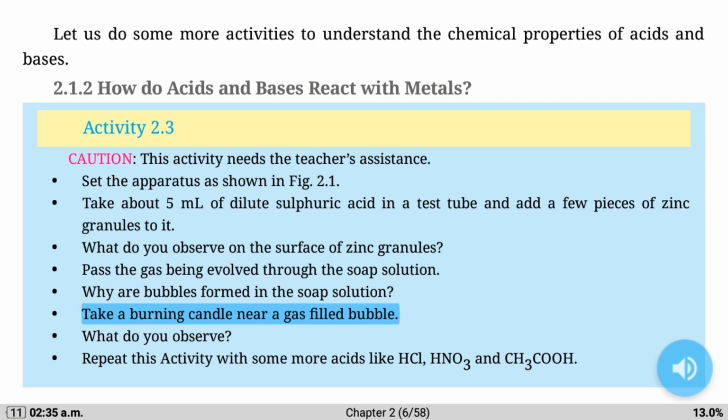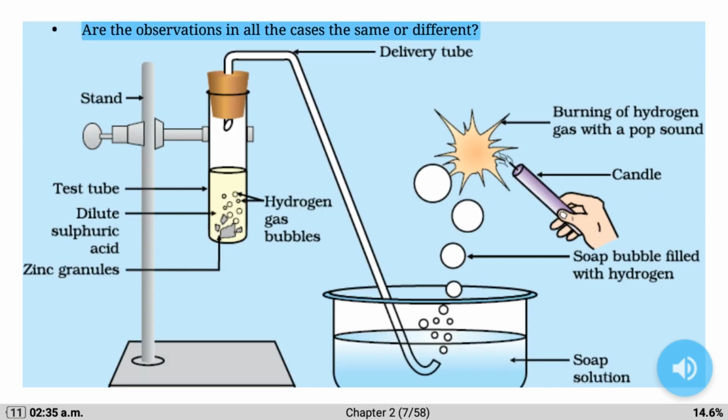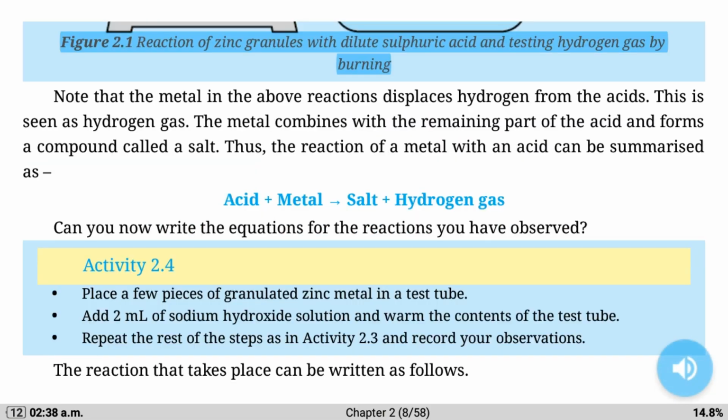Take a burning candle near a gas-filled bubble. What do you observe? Repeat this activity with some more acids like HCl, HNO3, and CH3COOH. Are the observations in all the cases the same or different? Figure 2.1: Reaction of zinc granules with dilute sulphuric acid and testing hydrogen gas by burning.